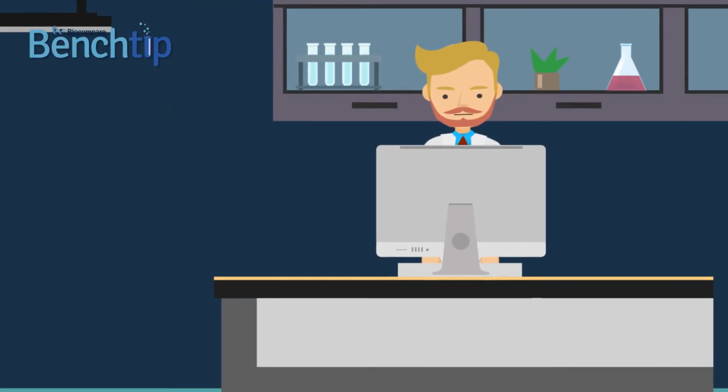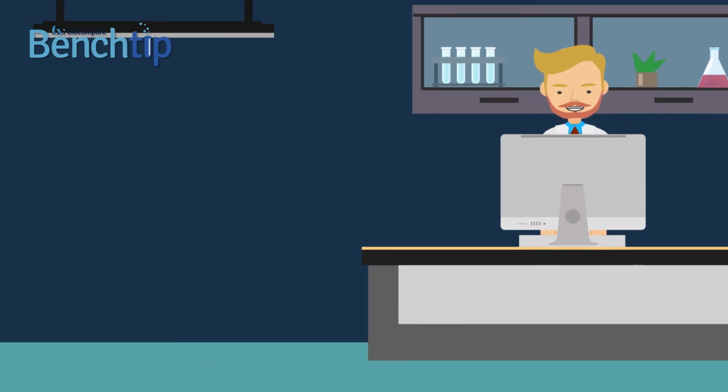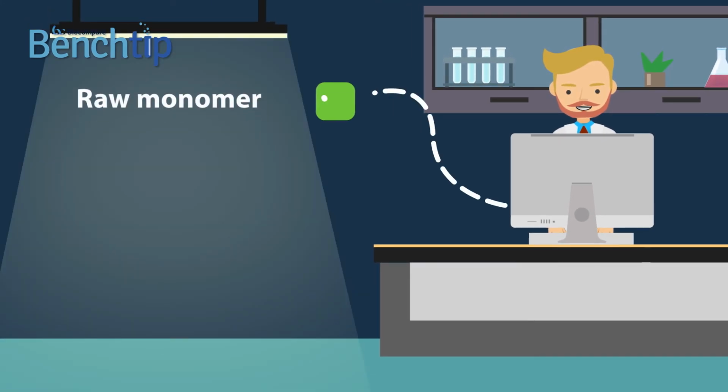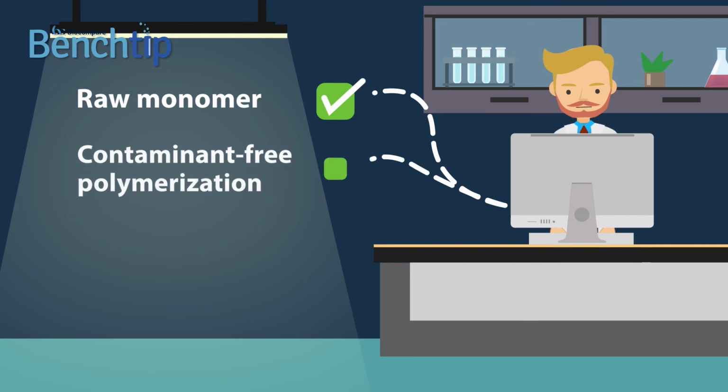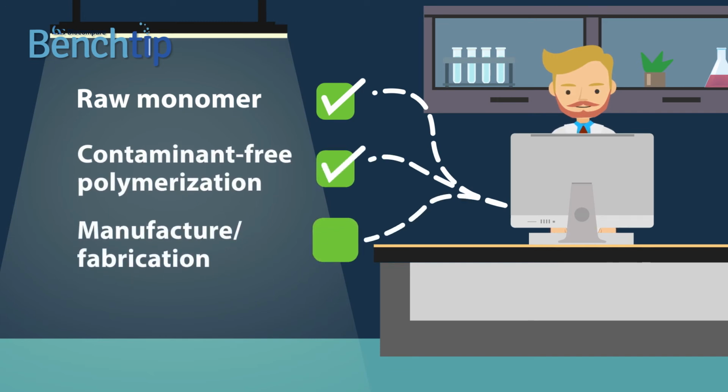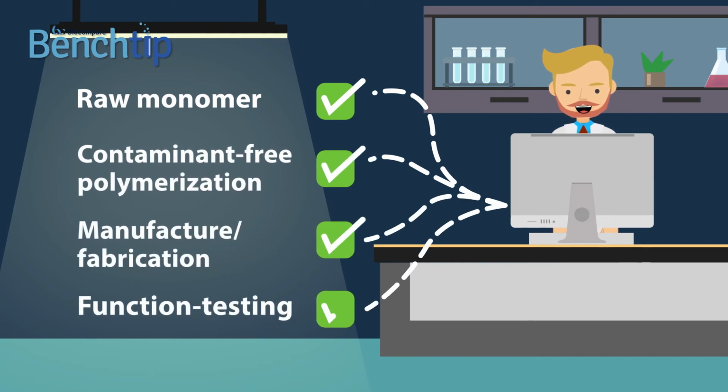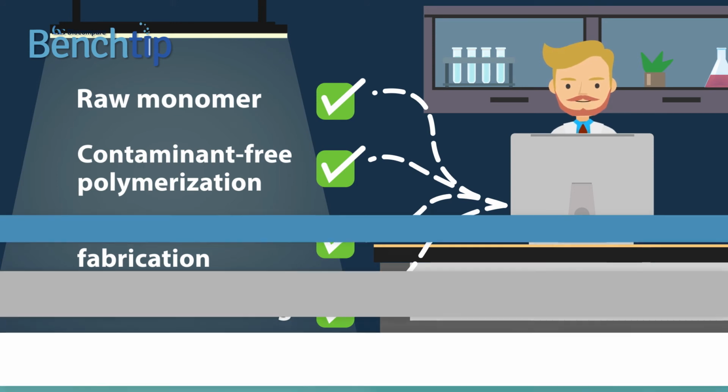The key to minimizing the potential impact of leachables is to keep tight control over every step in the production of plastic labware, from the polymerization of raw materials to final production to manufacture and function testing.